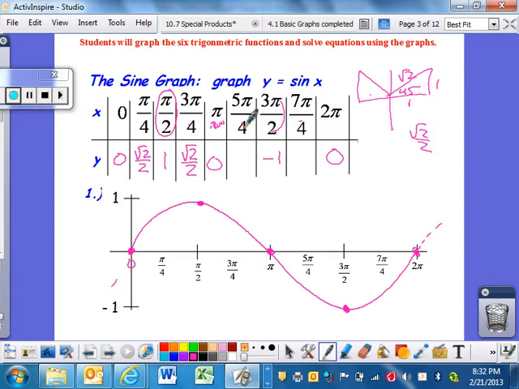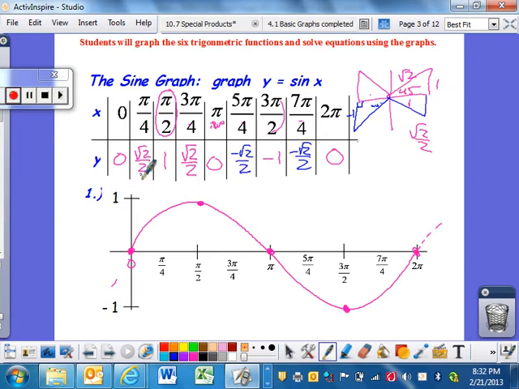But what happens at 5 pi over 4? Now all of a sudden I have a 45-degree reference angle, but now I'm down, so it's going to be -1. So it's going to be negative root 2 over 2. And this one's also going to be negative root 2 over 2 in the fourth quadrant.